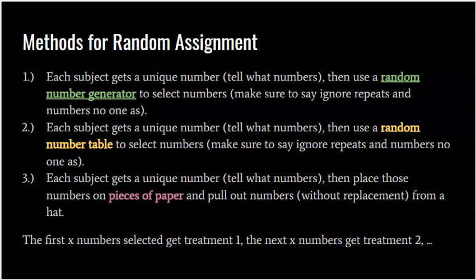I could also give everybody a unique number and then use a random number table to pick my numbers for me so I know who goes into what group. Or at the end of the day, I could give everybody a unique number, place those numbers into a hat, and pull them out. The first 15 names go into group 1, the next 15 group 2, and the remaining 15 go into group 3, all depending how many people you have. So it's a very, very simple way of doing a random assignment. Please make sure if you're asked to do this, you pick one of these 3.